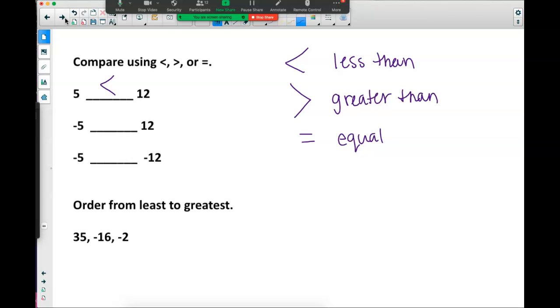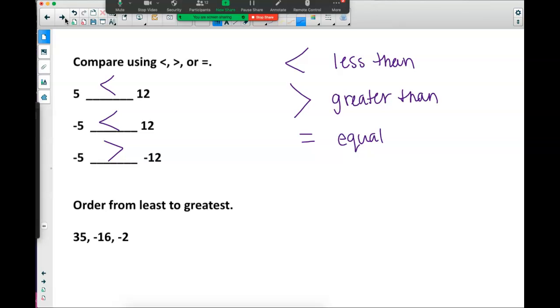Okay, how about -5 and 12? Would I say -5 is less than 12 or -5 is greater than 12? Less than again. Okay, a negative number is always less than a positive number. Positive numbers are always bigger. How about negative 5 and negative 12? Greater than. Okay, when they are both negative, the one that's closer to 0 is bigger.